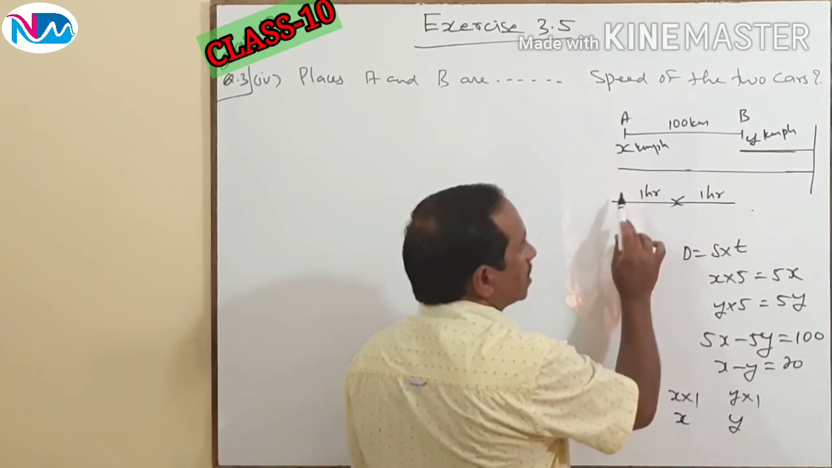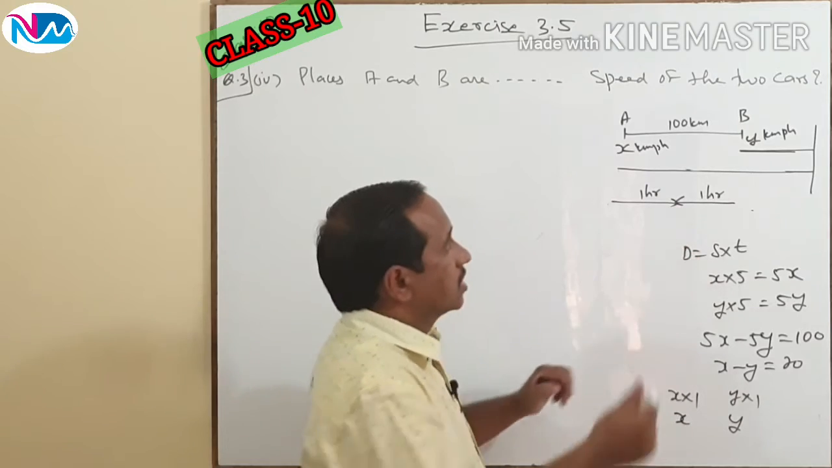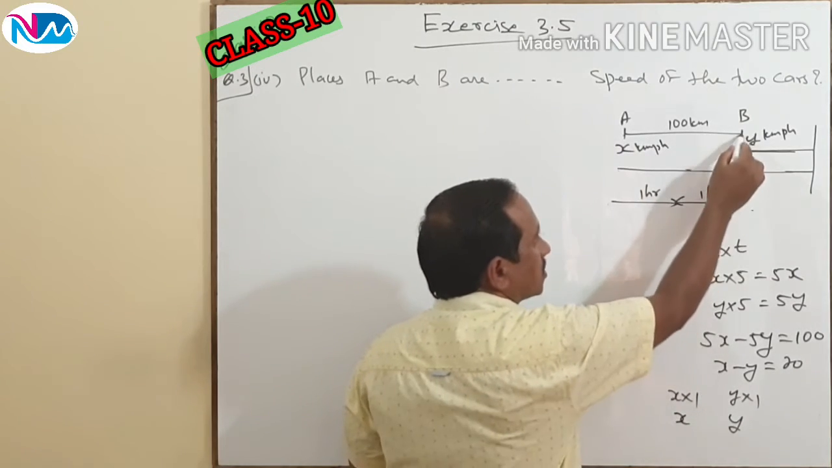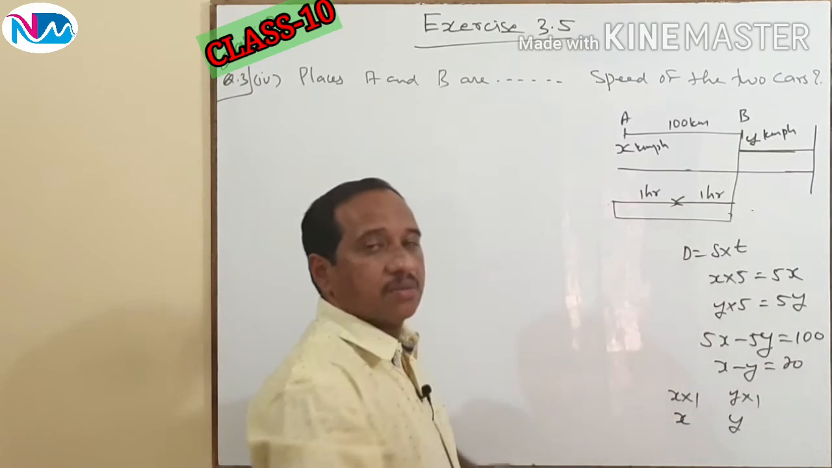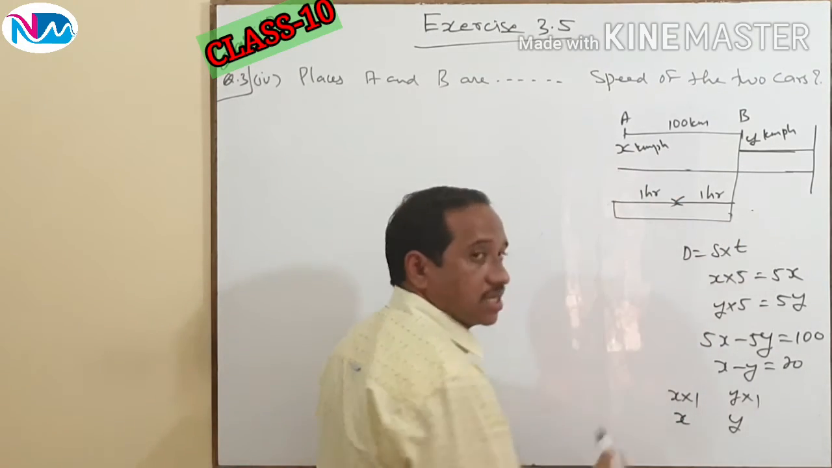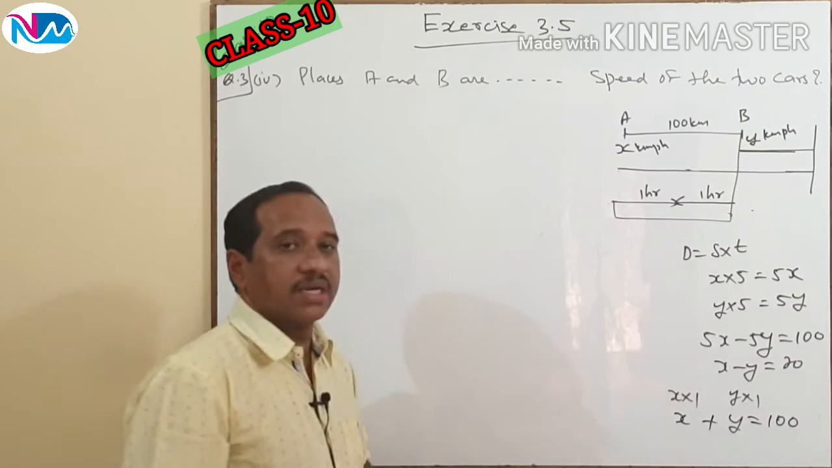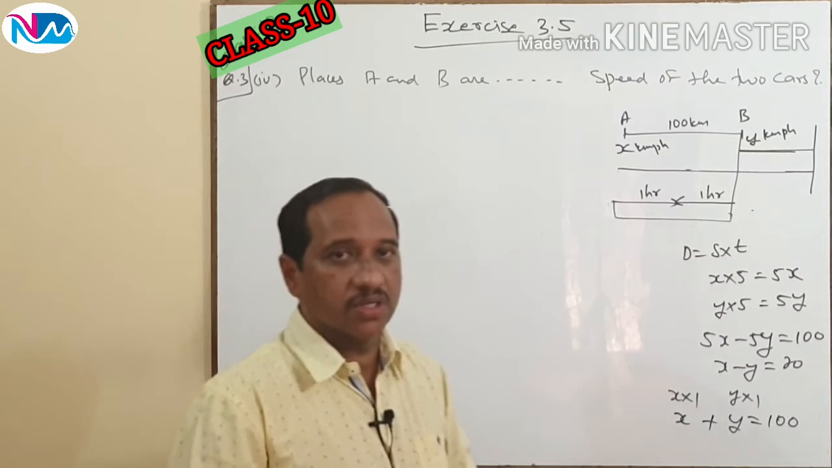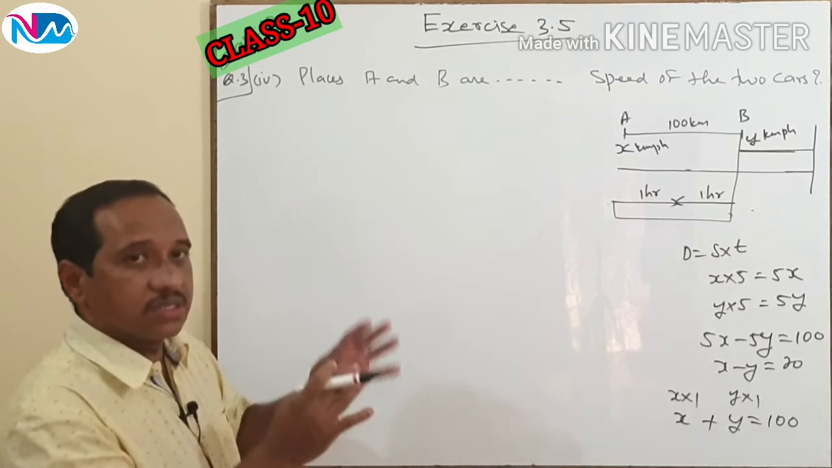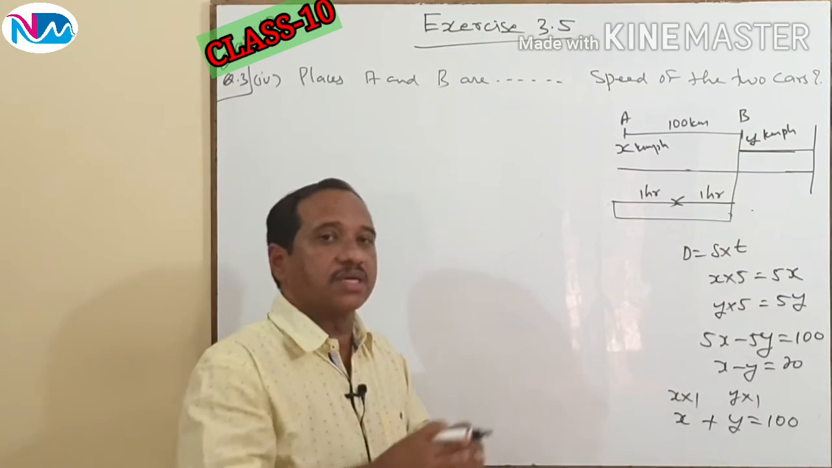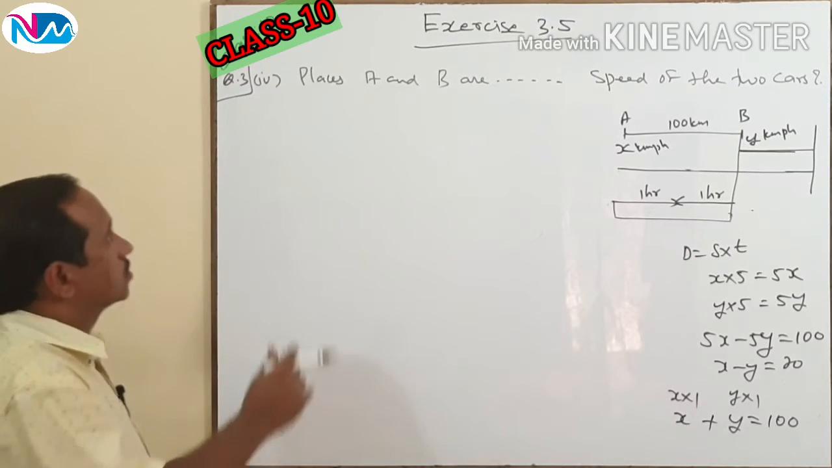But here you can see that when they travel towards each other, they meet in 1 hour, which means the total distance covered by both the cars, that is the sum of the distances covered by both the cars, is equal to 100 kilometers. So x plus y is equal to 100. Hence we get the second equation also. I hope you understood the two different cases to form the two equations. So we now go to the solution.